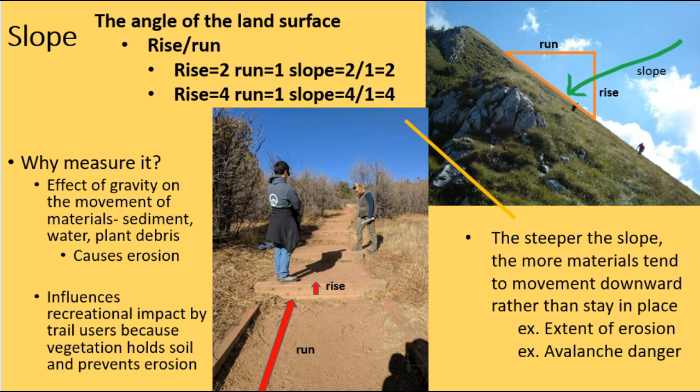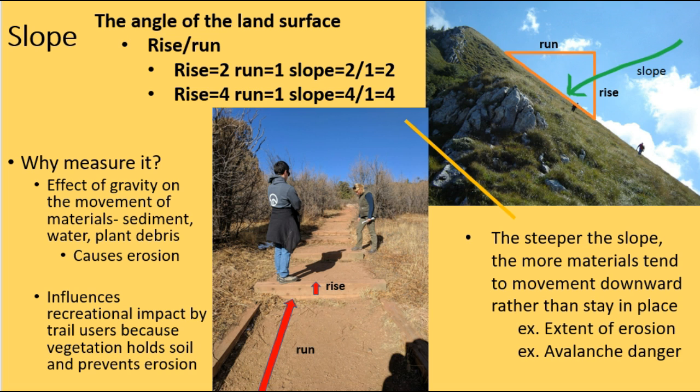Slope is the angle of the land surface. It's calculated as the rise over the run. So if you look at this image here, we can see that we have about a 45-degree angle, and the rise and the run are roughly equal.